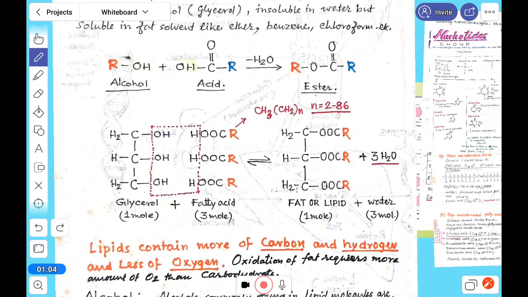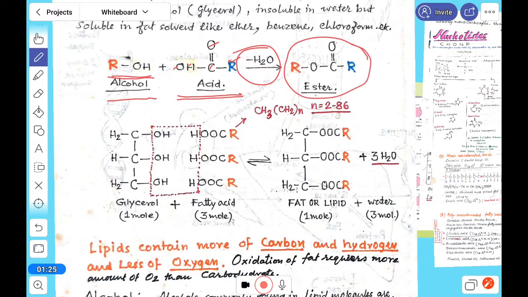Now here it is alcohol, ROH, this is alcohol, and here it is acid, organic acid, RCOOH. Okay, so the acid and the alcohol combine. Here one water molecule, if it is removed, then it forms the ester. So this is actually fat or lipid.